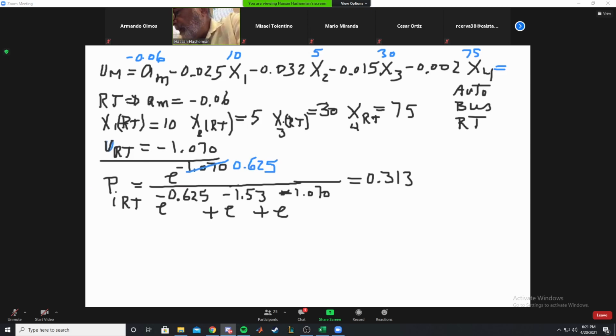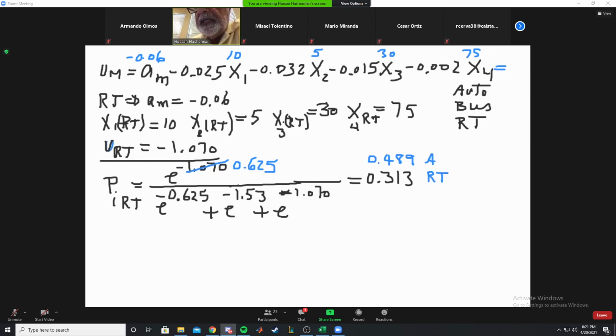So that will be 0.489. So this is for auto. This is for rapid transit. Now I have to get the bus.